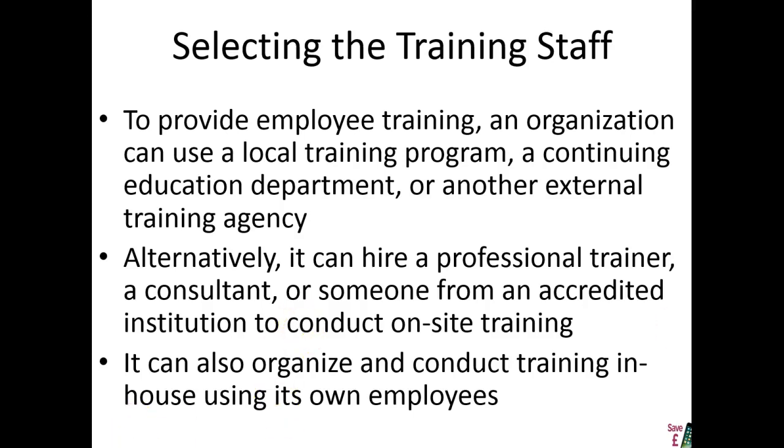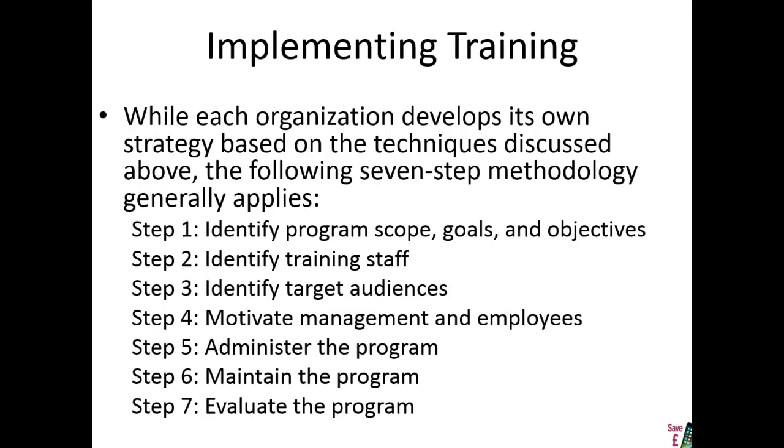So how should a company select a training staff? In order to provide employee training, a company can use a local training program, maybe a continuing education department can provide that, or another external agency. Also, it can hire a professional trainer or consultant or someone from an accredited institution to conduct the on-site training as well. It can also organize and conduct training in-house using its own employees to help the people in the organization learn about security in the company.